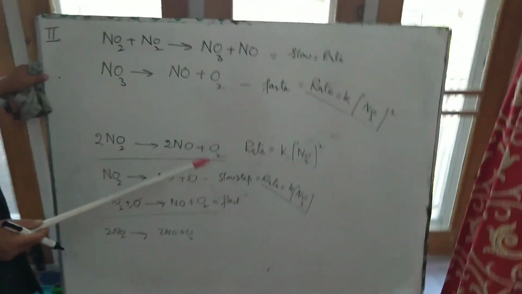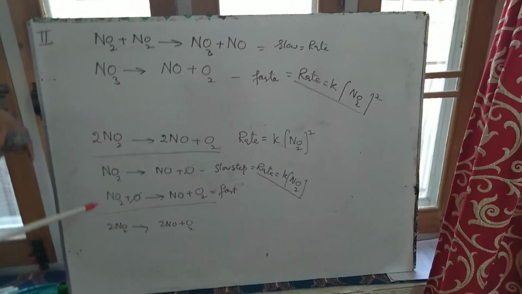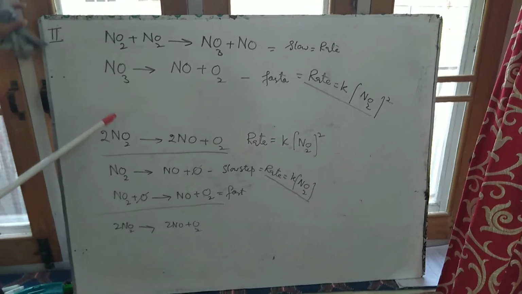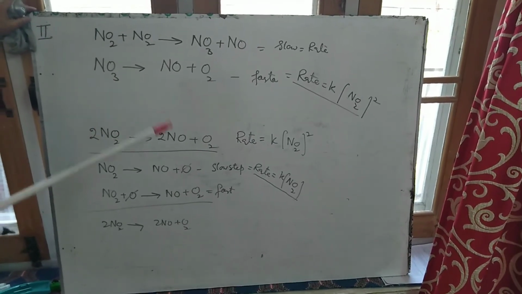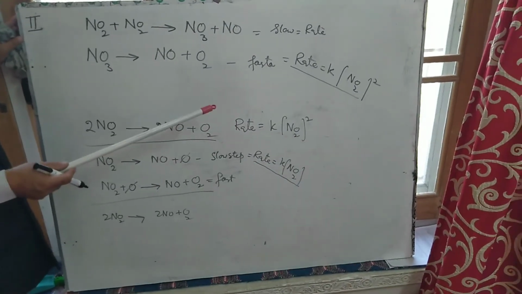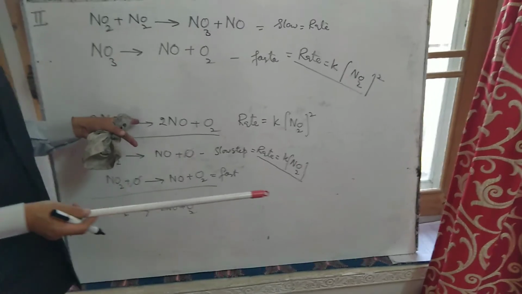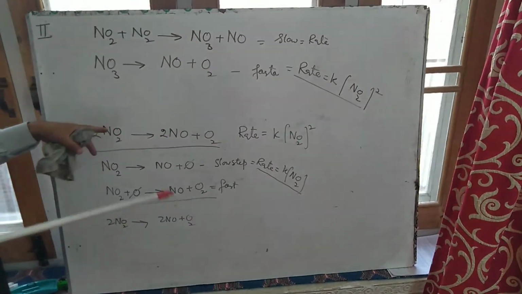So we came to the conclusion that the rate law expression is a mathematical expression which denotes the rate of reaction in terms of the molar concentration of reactants, each raised to a power which is determined experimentally. They may or may not be equal to the stoichiometric coefficients. Thank you. This was the rate law expression.